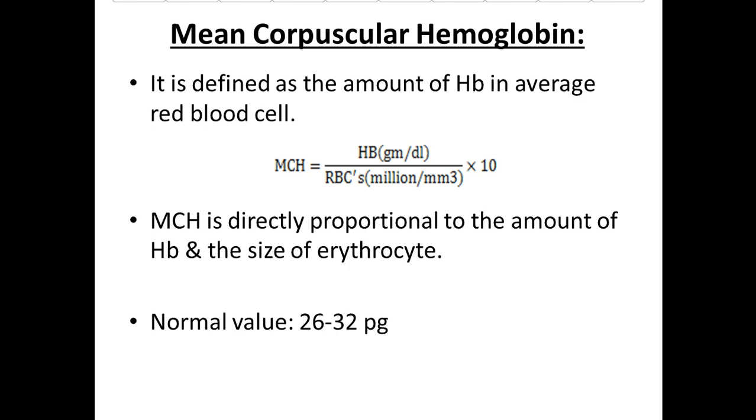Mean corpuscular hemoglobin. It is defined as the amount of hemoglobin in average red blood cells. Mean corpuscular hemoglobin is equal to hemoglobin in gram per deciliter divided by red blood cells in millions per cubic millimeter multiplied by 10. Mean corpuscular hemoglobin is directly proportional to the amount of hemoglobin and the size of erythrocyte. Normal range is 26 to 32 picograms.